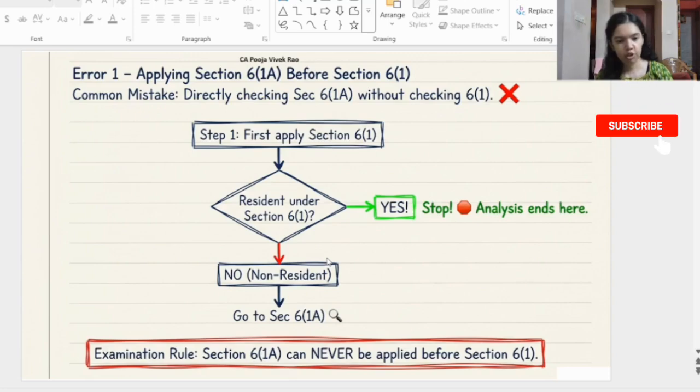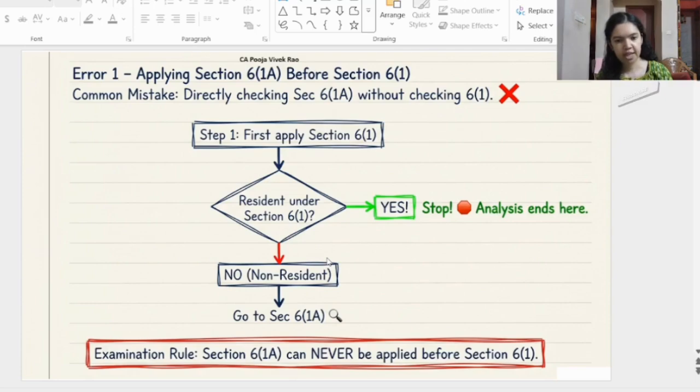So always follow the following sequence. First apply section 6.1. If an individual becomes a resident under section 6.1, your analysis ends here. Only when the person is a non-resident under section 6.1, you should examine whether section 6.1a applies. Remember this exam rule always: section 6.1a can never be applied before section 6.1.